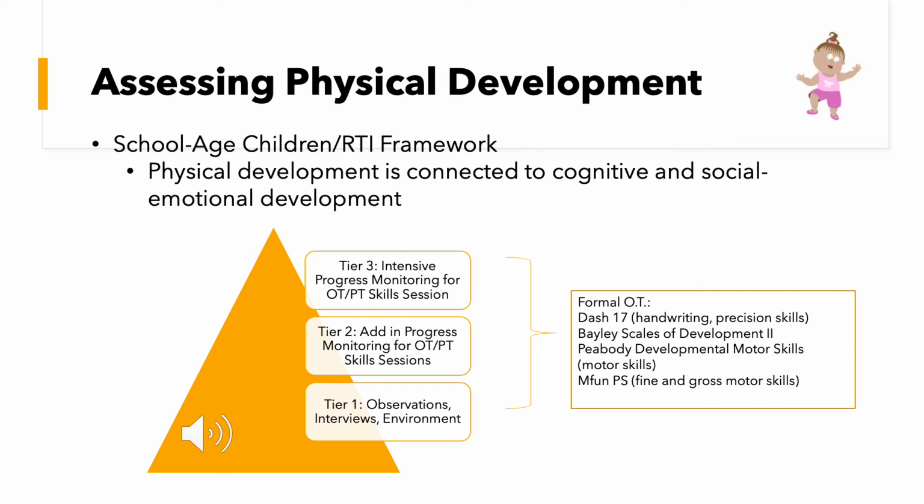The occupational therapist can use formal or informal assessments to help determine whether classroom adaptations, Tier 1 interventions, or more intensive skill work and evaluation, Tier 2 or 3 interventions, are needed. In addition, students with physical needs based on a medical diagnosis may need student support interventions to succeed within the school environment. Some of the more common formal assessments used by occupational therapists include DASH-17 for handwriting and precision skills, Bayley Scales of Development 2, Peabody Developmental Motor Skills, and the M-FUN-PS Fine and Gross Motor Skills.